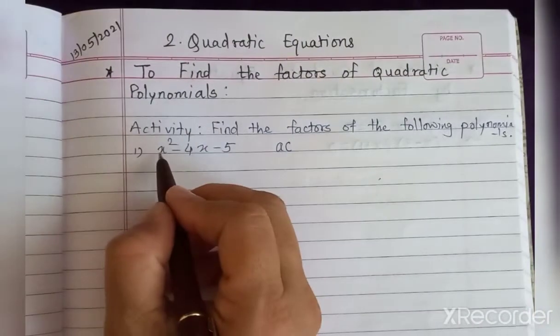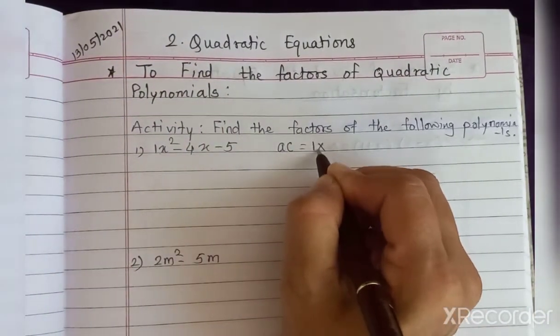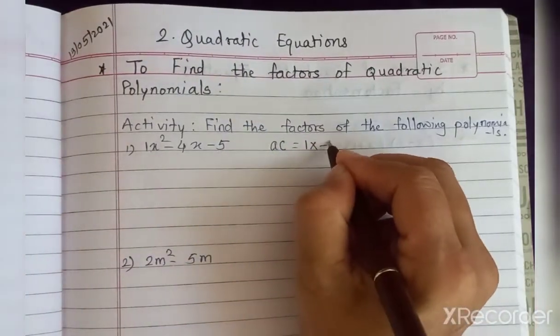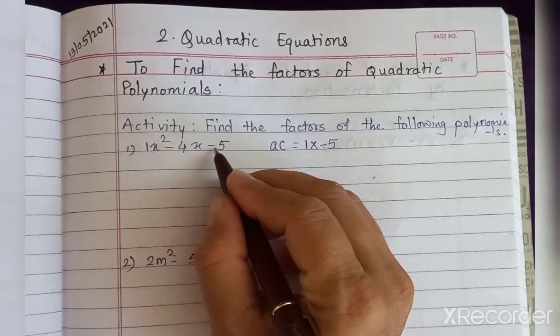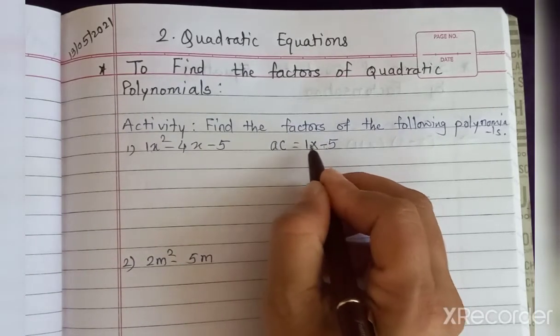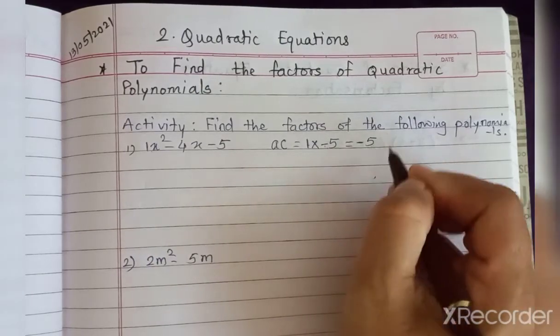What is A? A is the coefficient of x square. So A is 1, multiplied by C. What is C? C is minus 5. C is the constant term, and we have to take that constant term with its sign, negative or positive, whatever sign is there. So 1 multiplied by minus 5 is minus 5. Then what is the next step?